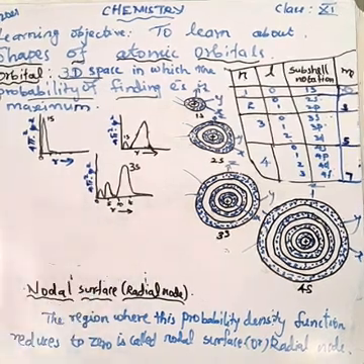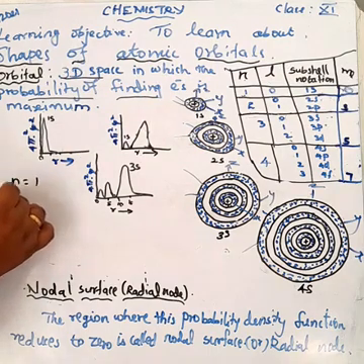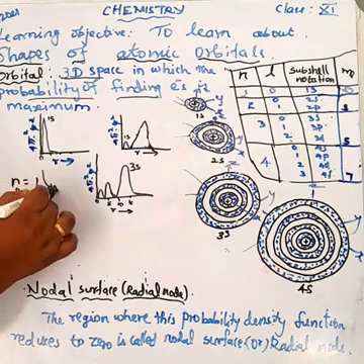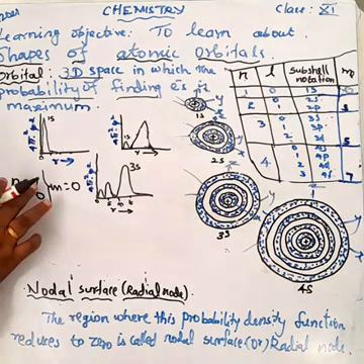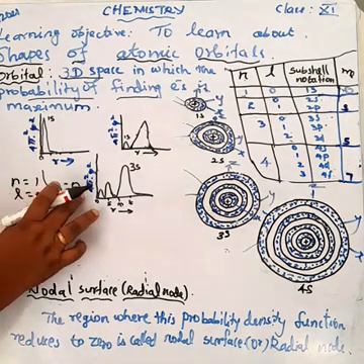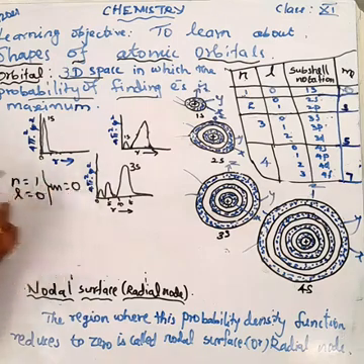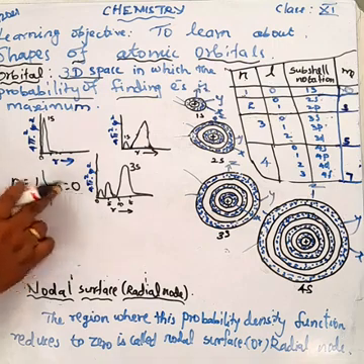For the s orbital, when n is equal to 1, l is equal to 0, the value of m is equal to 0. l is equal to 0 means the magnetic quantum number m represents 0, so there is only one orientation. m, the magnetic quantum number, represents the orientation of an orbital.